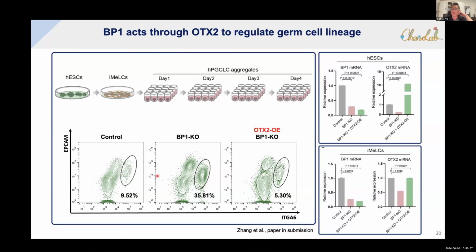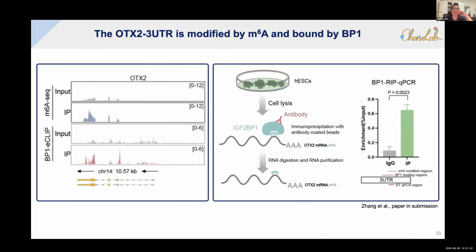And also when we check the expression level of the RNA, we can see that in BP1 knockouts, the OTX2 RNA is decreased in both embryonic stem cells and these intermediate cells before we make the germ cells. And when we overexpress OTX2, we can see the increased level of OTX2 and also the rescue of the phenotype. So this suggests that OTX2 functions downstream of BP1.